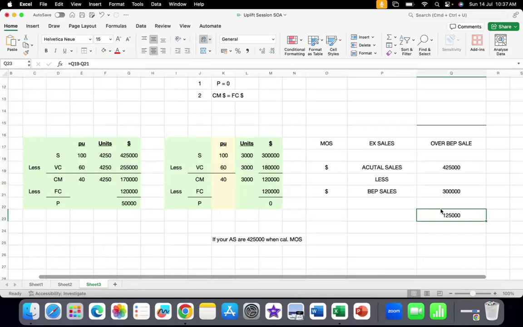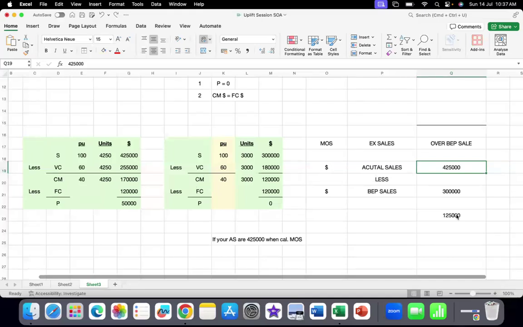The more actual sales you get, the better it is for you. The safety level is increasing. So safety level is basically the buffer level, the buffer above your break-even sales. The more the buffer, the better it is. What if my actual sales are 2,50,000? I don't have a safety level available with me, so this would be 0. Basically, you don't have a margin of safety if you are working at a point below the break-even point. It is only applicable when you are above the break-even point.